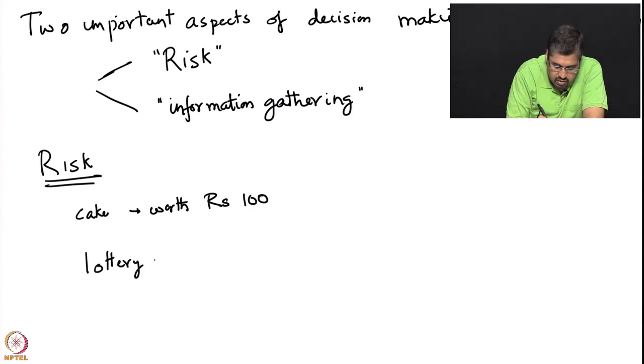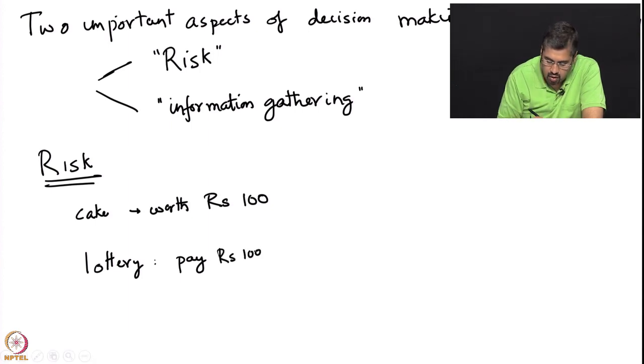Now you pay 100 rupees to enter this lottery. And the lottery is as follows. I will toss a coin, and the coin is not a fair coin. With 2/3 probability it will give me one outcome, and with 1/3 probability it will give me the other outcome. So, I pay 100 rupees to enter the lottery.